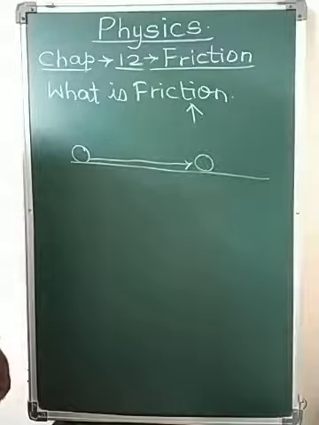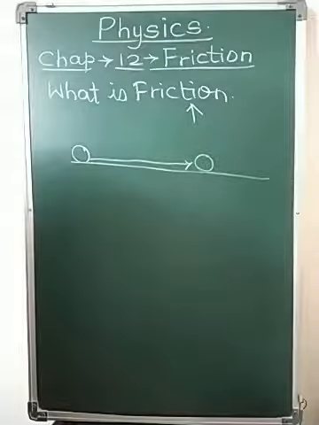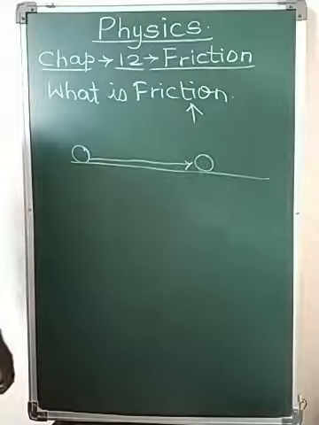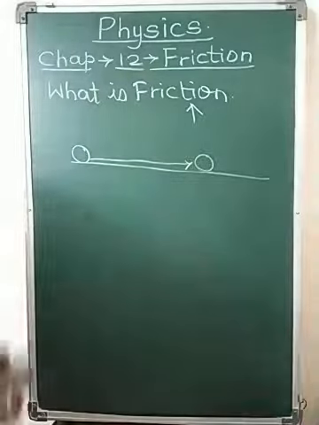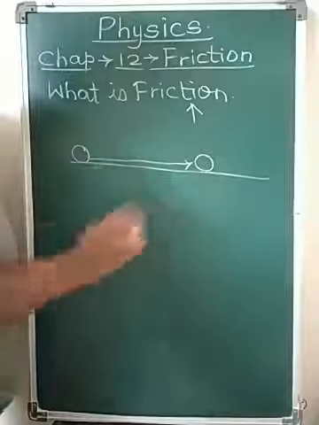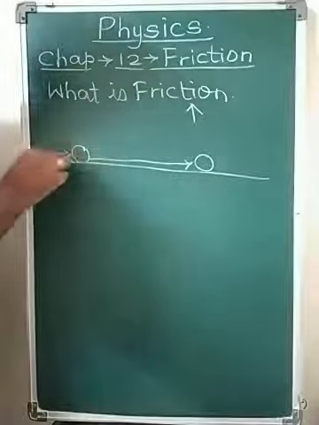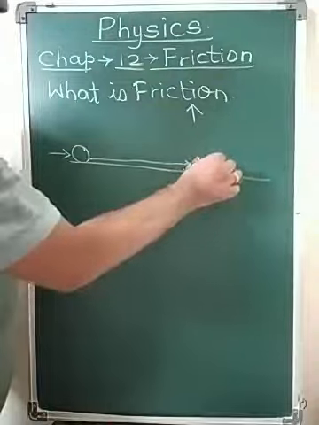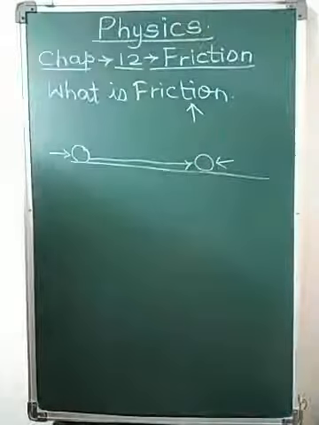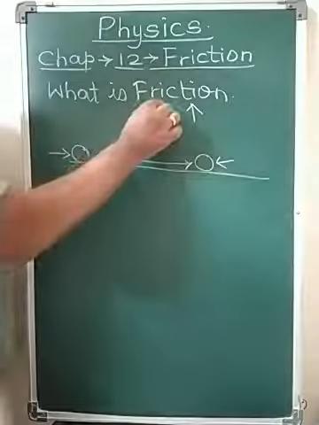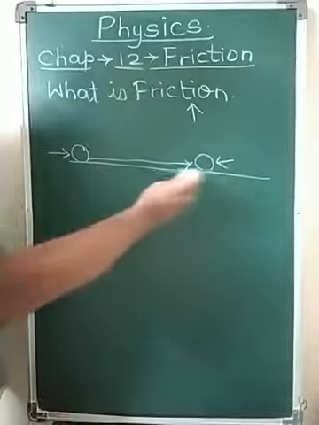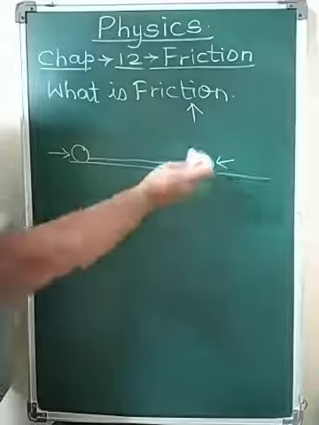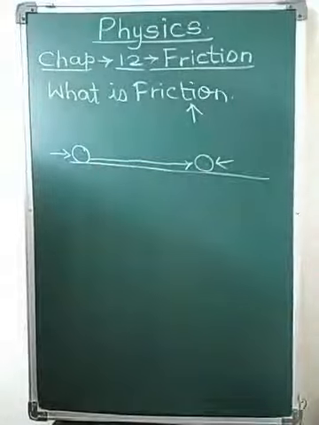Friction is generated all the time during the motion. Friction is a force that results when two surfaces rub against each other. So what has happened? When we are moving a ball, the force is applied from this side. But if you want to stop the ball, or to slow it down, the force should be applied from this side.